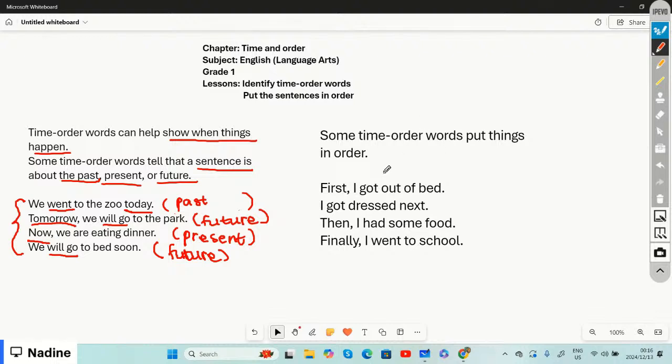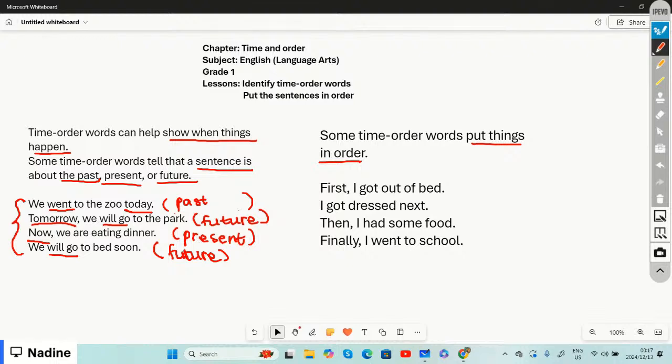All right. And then also some of our time order words can also put things in order. And when we say time order words can put things in order, let's say, for example, you need to get ready for school. But now you're giving us a whole breakdown of the things that you need to do before going to school, especially like let's think of influencers, when they show us the OTD, getting ready, get ready with me. And now they maybe show from the time they woke up to the time that they're leaving for school or leaving for wherever that they're going to.